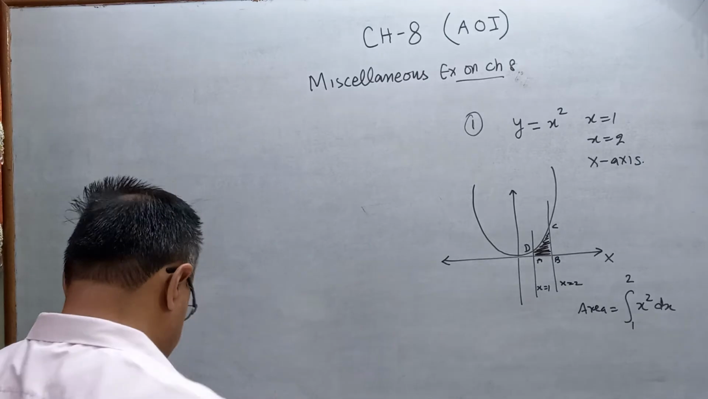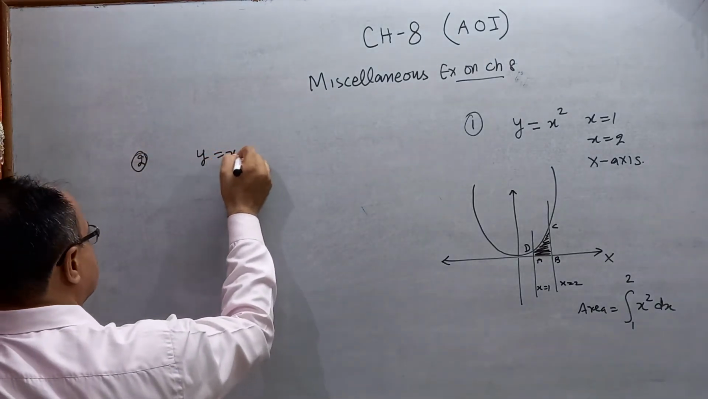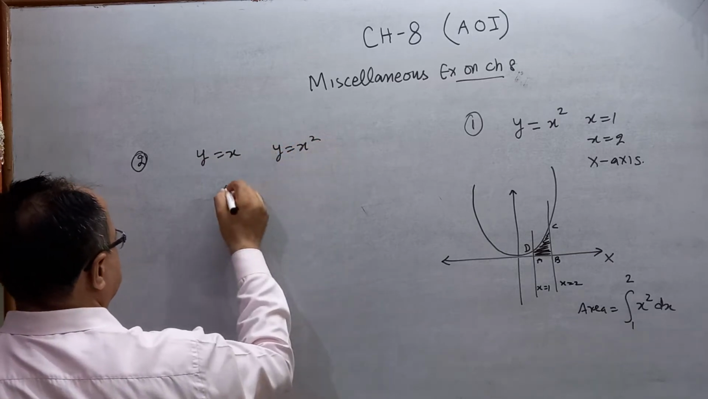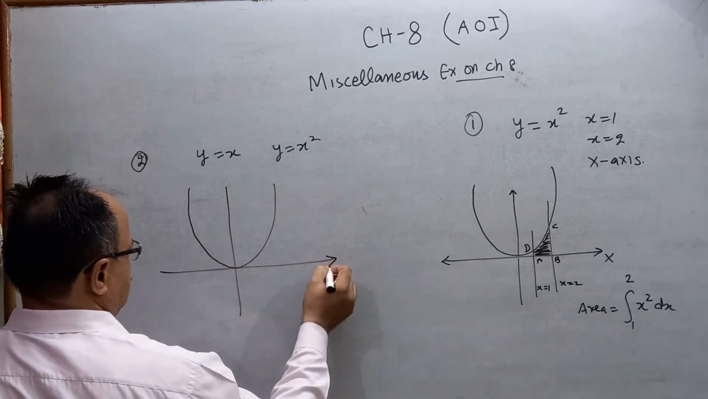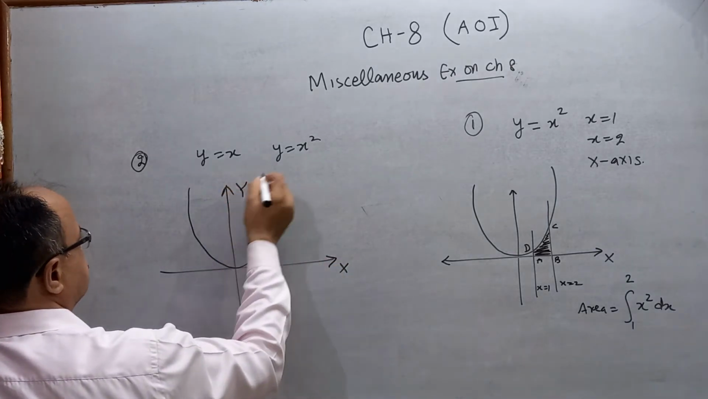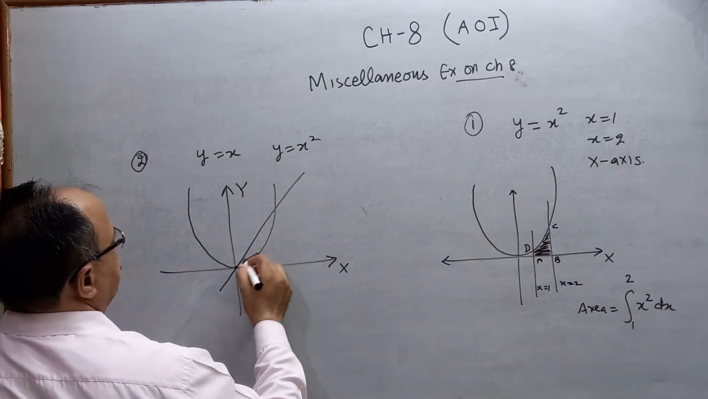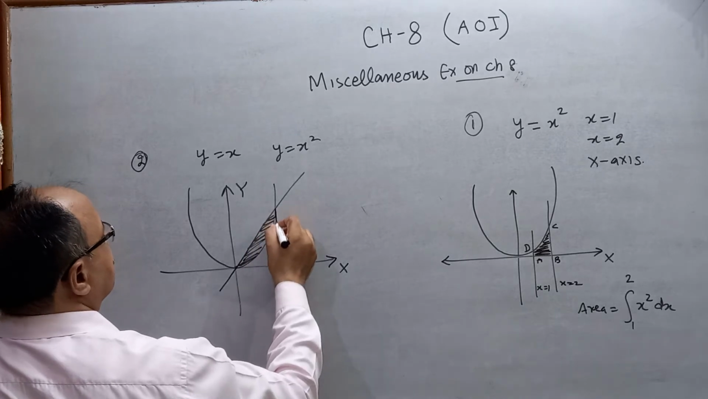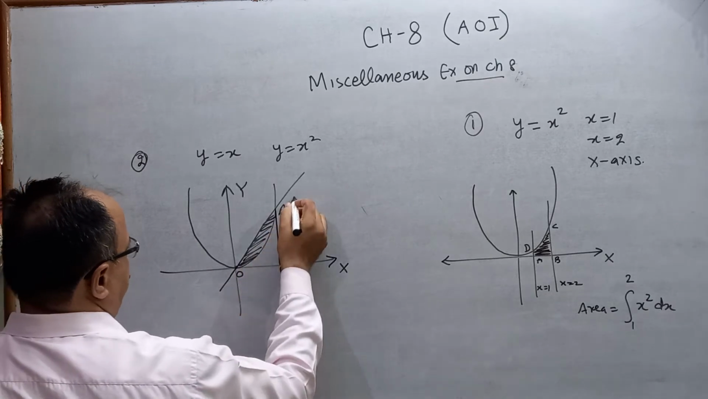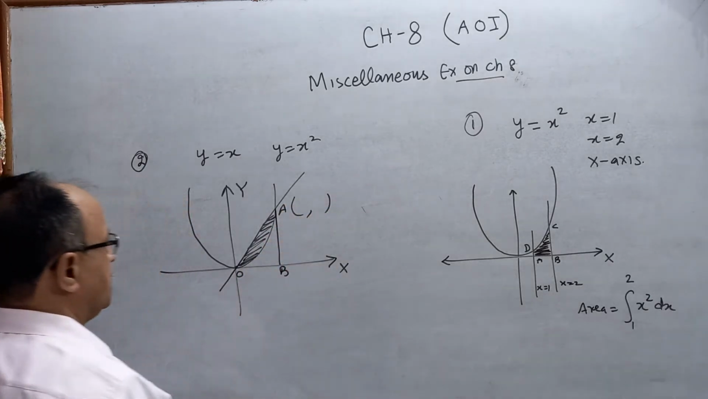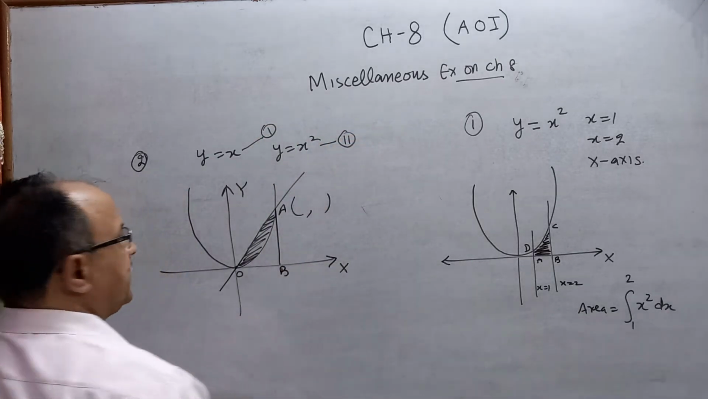Next, question number 2. Y is equal to x and y is equal to x square. The same figure, upward parabola. This is x axis, y axis, and y is equal to x means the line passes through the origin. You want to find this area. Draw the perpendicular A, B, O. Can you find the point of intersection of A? Solve equation number 1 and 2 both.